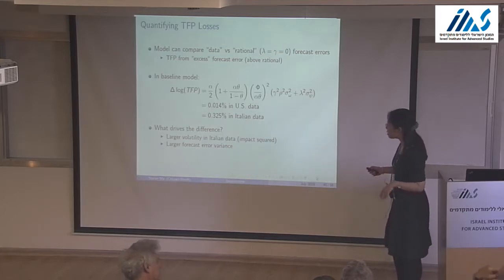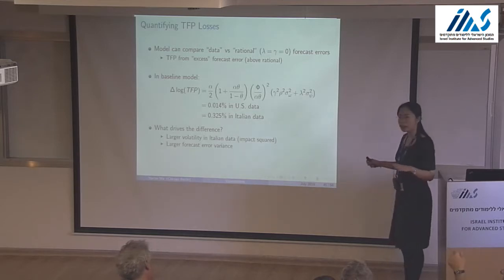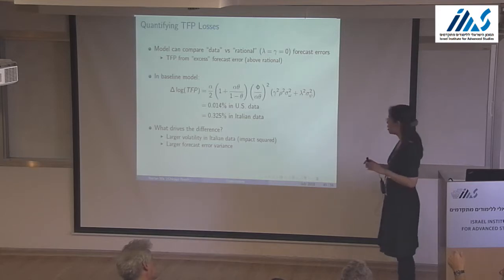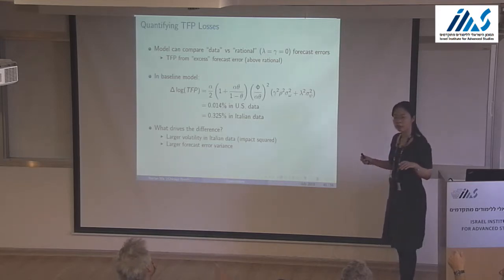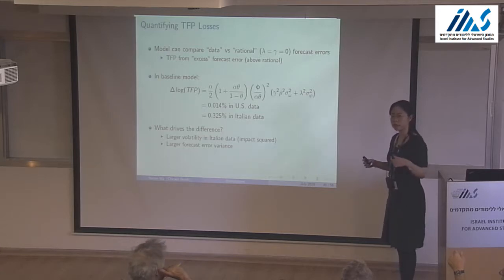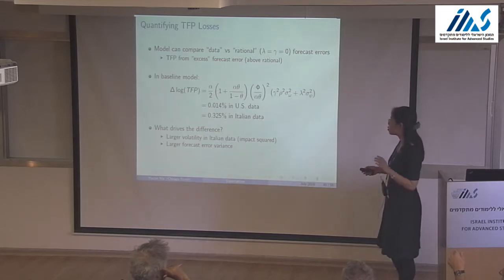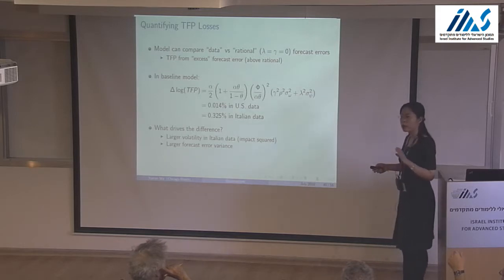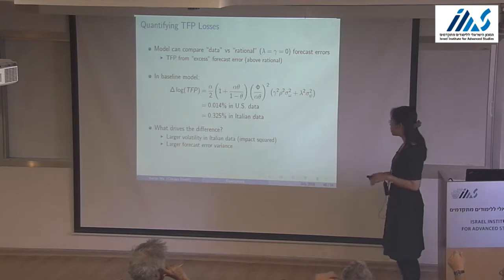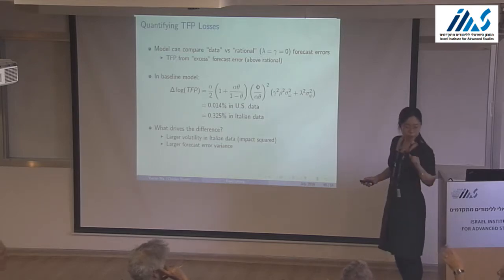And the reason is, the Italian data have much more spread out forecast errors and larger volatility. And so as I mentioned before, the level of persistence, the level of volatility can affect these reduced form forecast error coefficients. So if you just read the reduced form coefficient, it may not fully pin down the degree of bias.